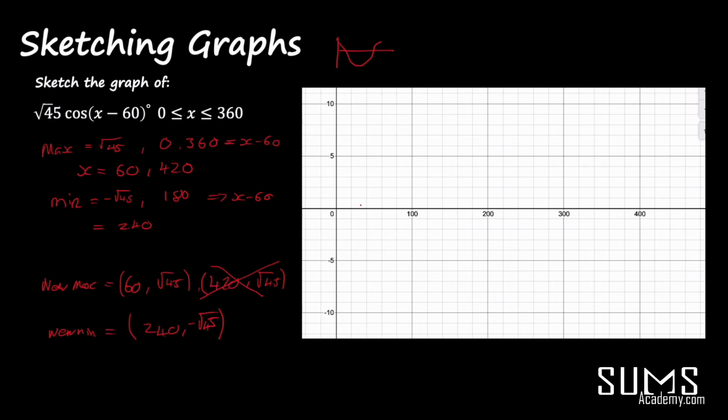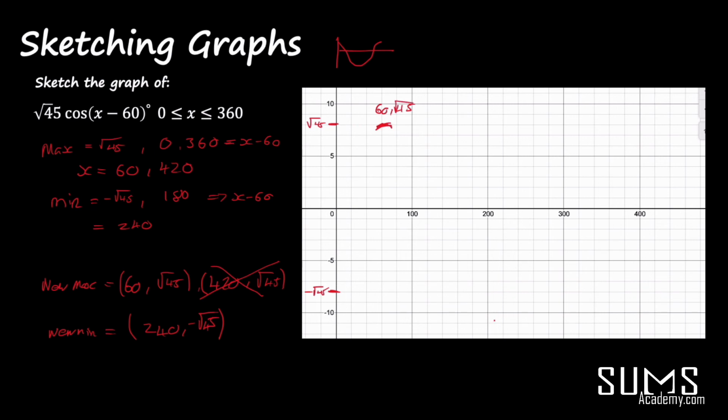Okay, so 10, 20, 30, 40, 50, 60. This is 60 degrees. And root 45 is about here, it's less than 9. I'll just stick it there. This is just a sketch, remember, so don't worry too much. I'll make it about the same for the bottom one. You should be given graph paper in the exam. Okay, perfect. So this is the point 60, root 45, that's our max.